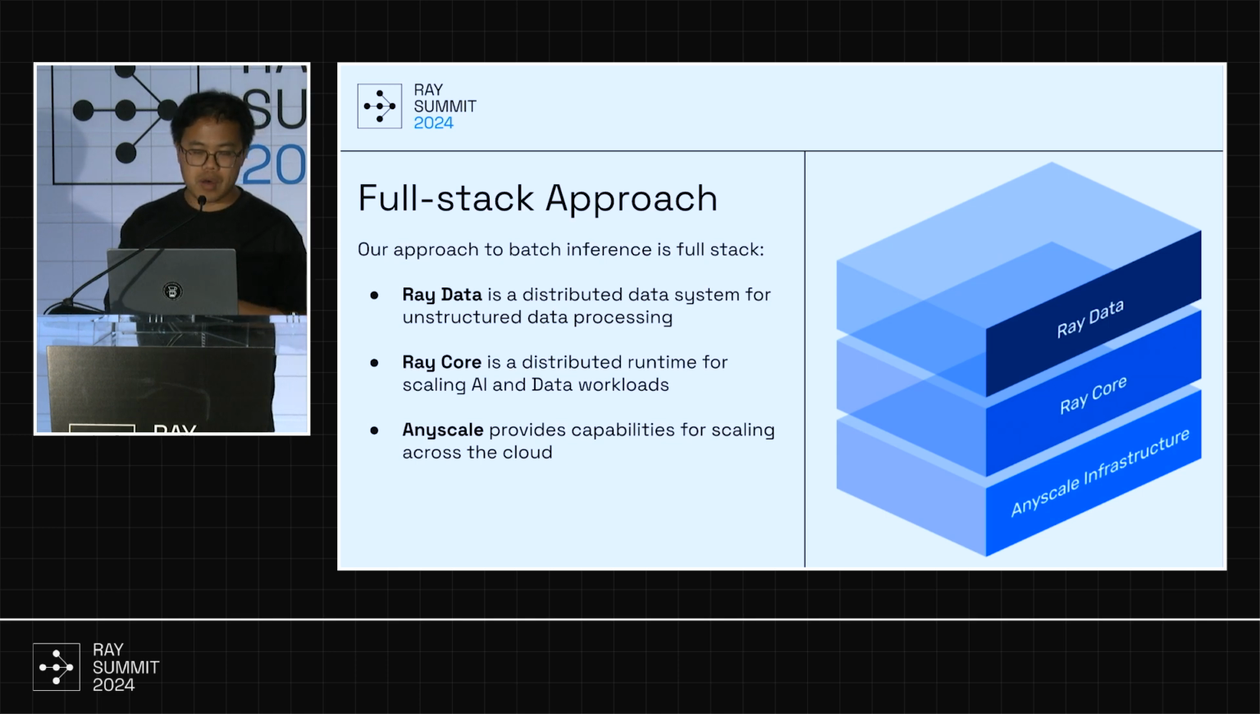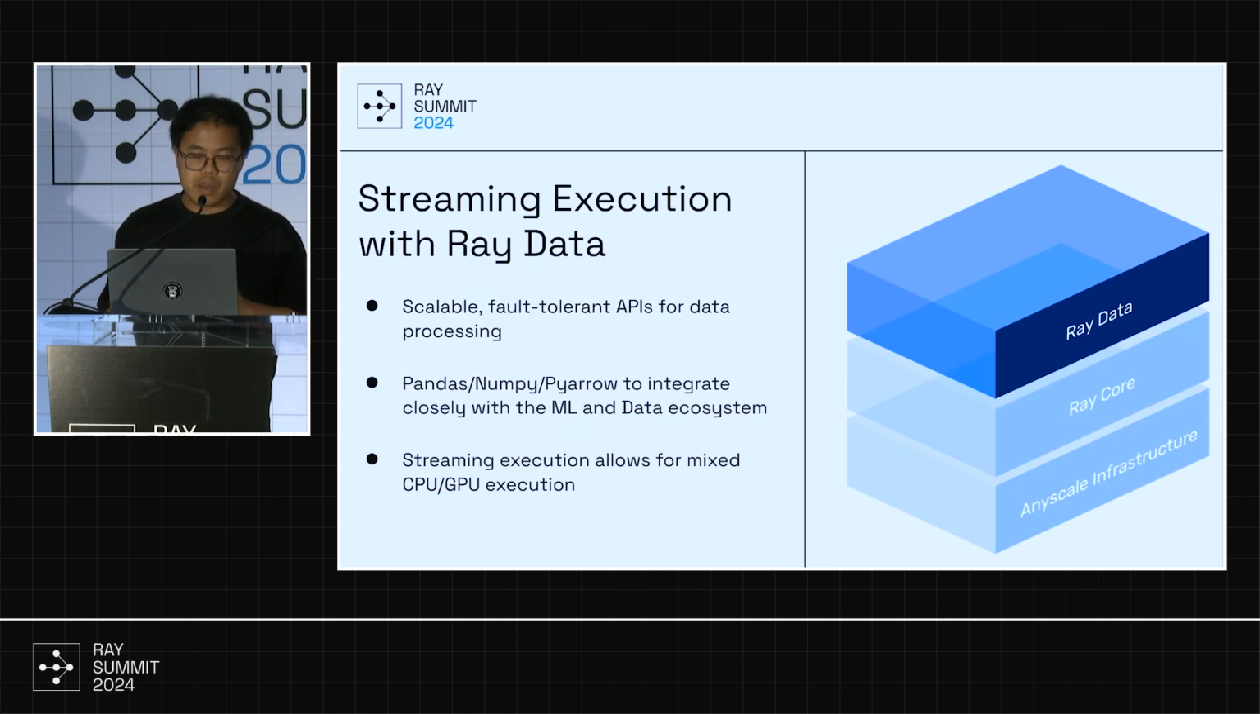Talking a little bit about the Anyscale philosophy and approach to the solution, we look at this as a full stack problem. We start off with Ray Data, which we've had numerous talks on over the course of the summit. Ray Data is a distributed data system for unstructured data processing. This is built on top of Ray Core, which is a distributed runtime for scaling AI and data workloads. Ray Data and Ray Core can run on any cloud, but in particular, Anyscale provides capabilities for scaling across clouds.